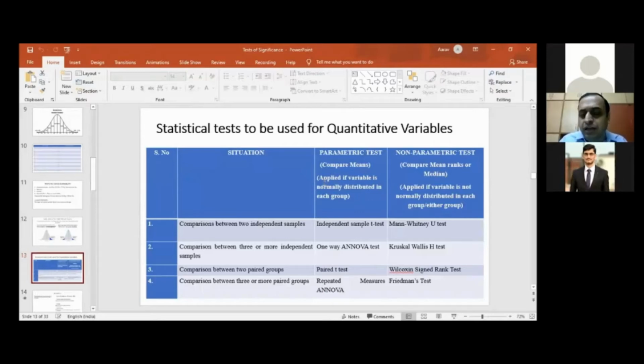Now, an important point, as I told you when I was discussing normality, is that parametric tests are to be applied only if the variable is normally distributed in each group, and non-parametric tests are to be applied if there is non-normal distribution in any of the groups or all the groups. Once this concept is clear, there are certain names of the tests and I have written certain examples. In my next slides, I will be showing you certain studies and how to approach a test for significance.